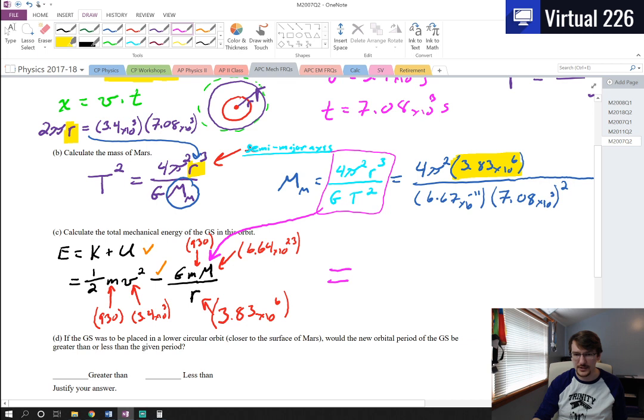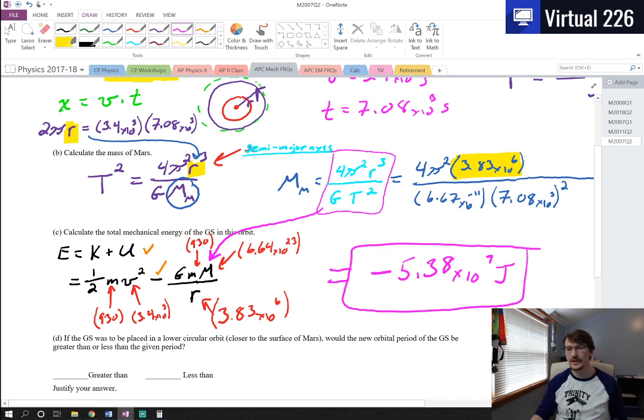The answer that you'll get here is going to be a negative number, and it's going to be 5.4. If you want to actually write that out completely, 5.38 with rounding, times 10 to the 9th, and the units of that are joules. It's all right that we have a negative sign for our answer here as a mechanical energy. All this means is that we are at a lower potential than our kinetic energy is making up. That's totally fine there.